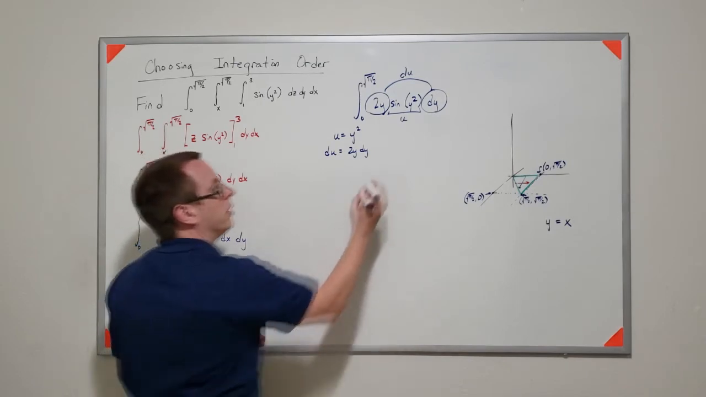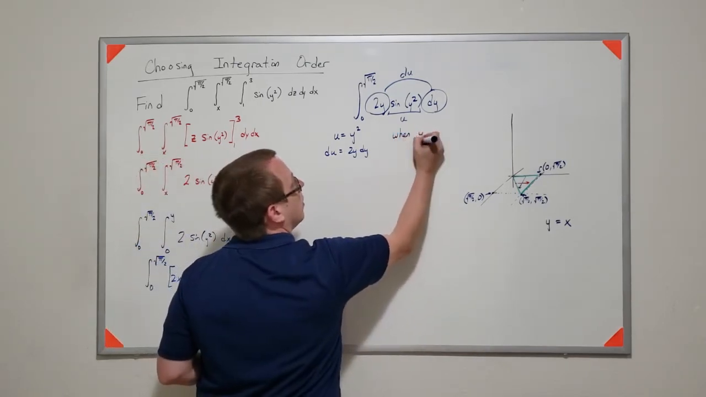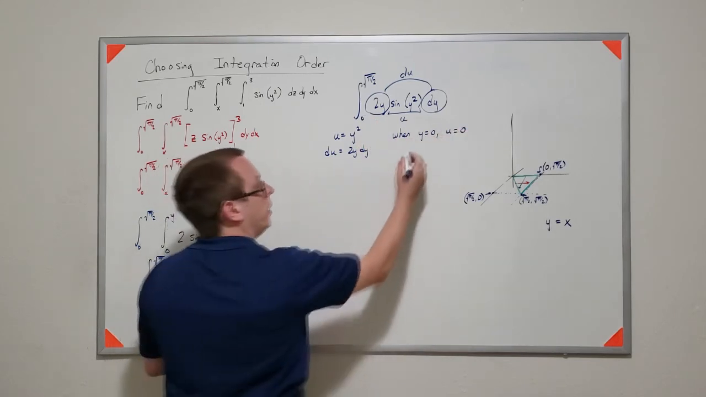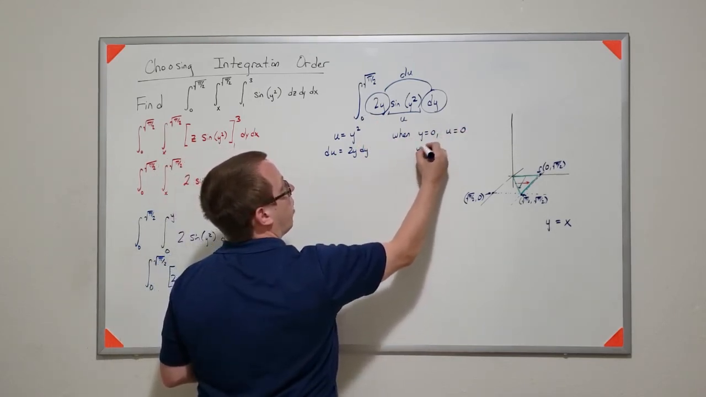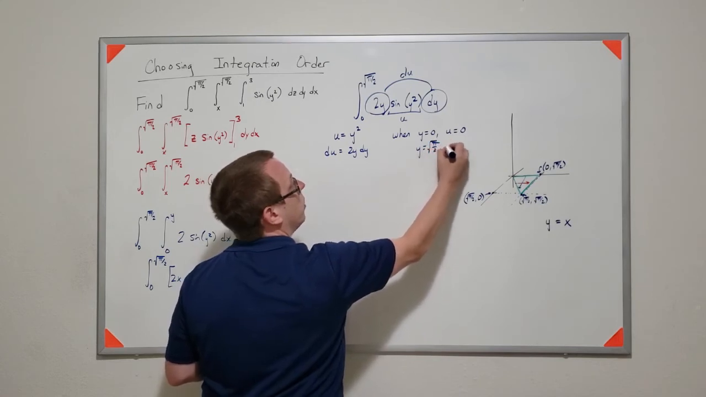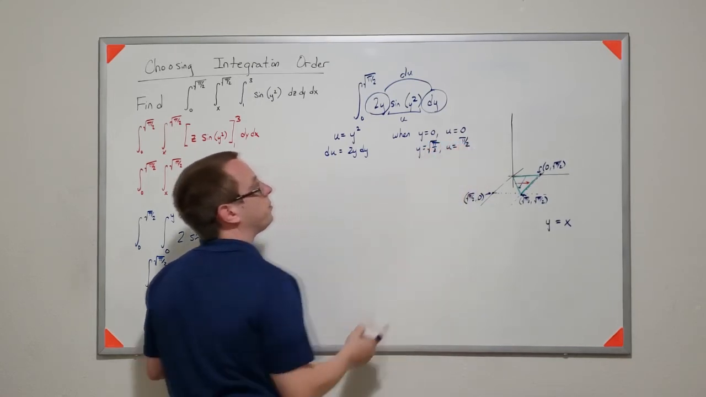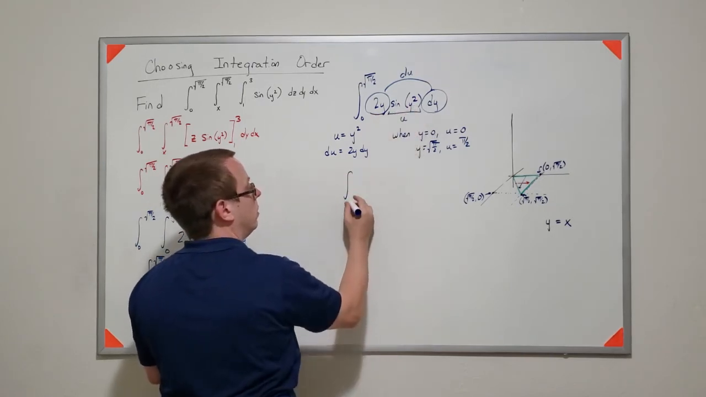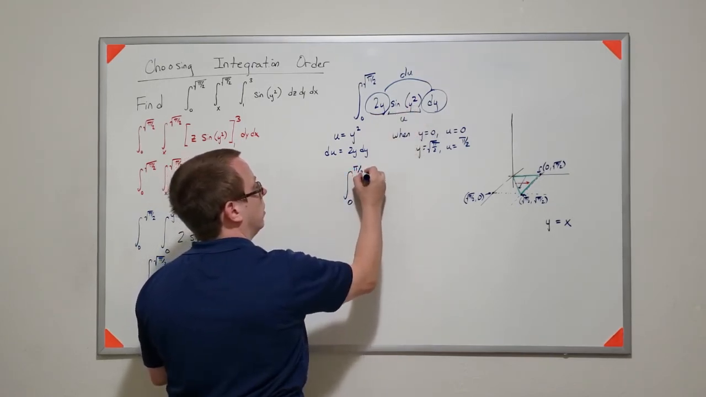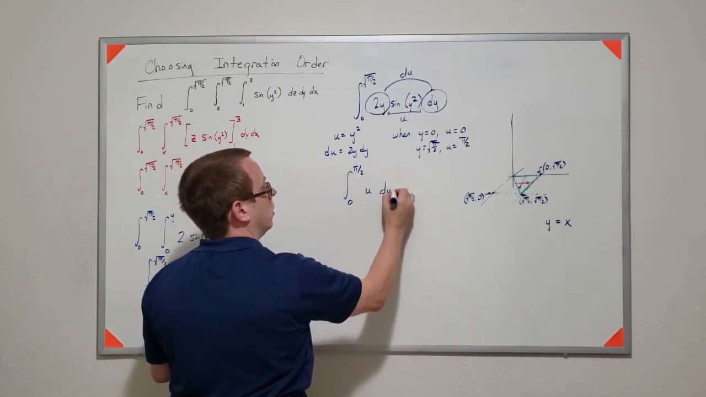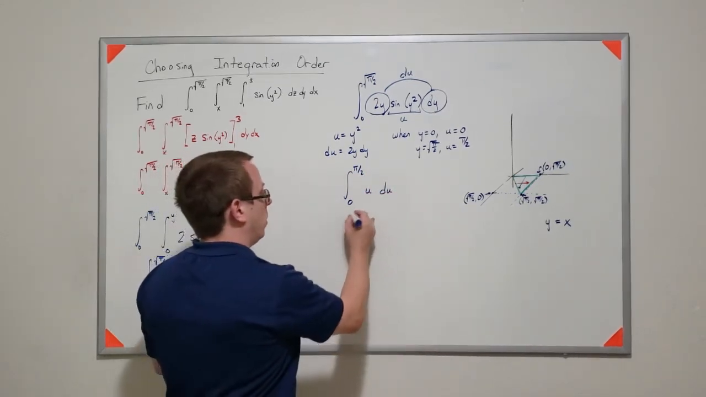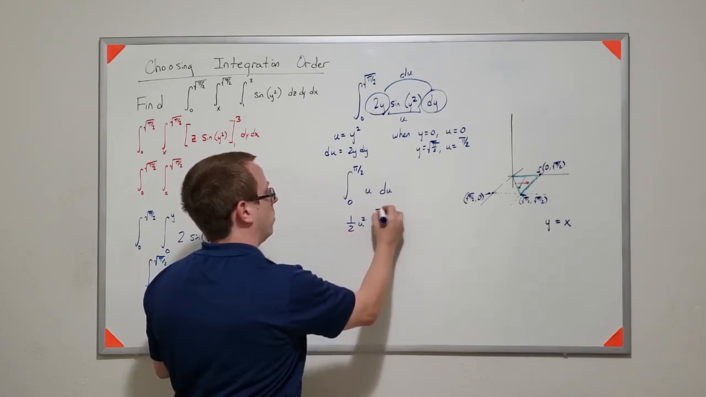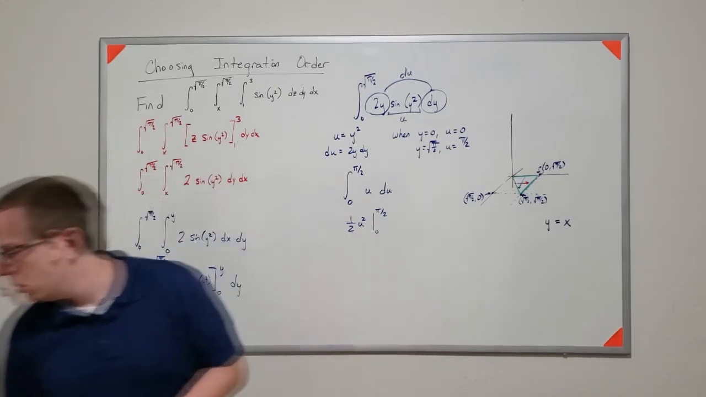And then when y equals 0, u is still 0 because y squared is still 0. So when y is the square root of pi over 2, u is just pi over 2. So we have sine u du here, and the antiderivative is negative cosine u from 0 to pi over 2.